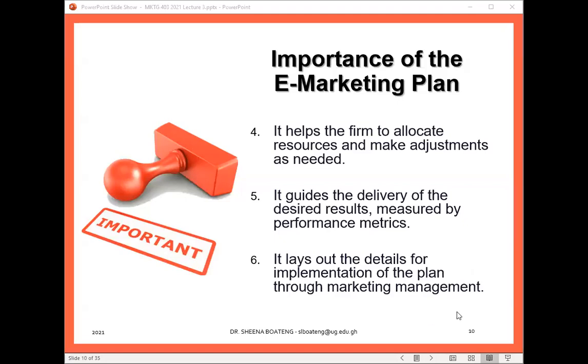Likewise, the e-marketing plan guides the delivery of desired results, and these are measured by performance metrics. Because without a plan of what you're supposed to do, you will not be able to adequately determine whether you are making proper strides towards achieving the outcome that you intend to achieve. So the roadmap gives you certain pit stops that let you know that you are on course towards achieving your objectives. And once you have reached your final destination, you can use performance metrics to determine whether indeed you have done so adequately.